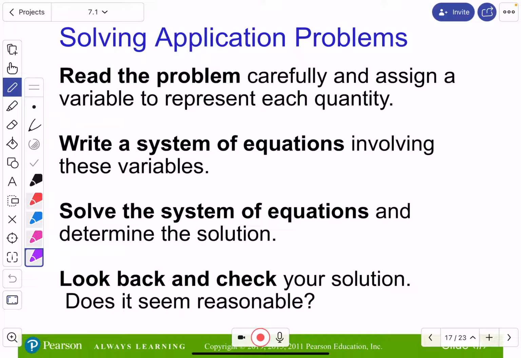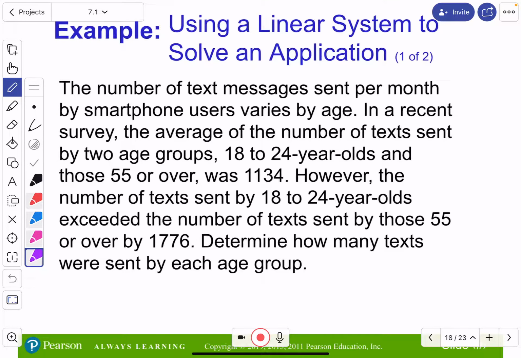Application problems. The biggest things: read your problems, write your system, solve them, and then just check and see if it makes sense. That's always a good idea with word problems. Number of text messages sent per month by smartphone users vary by age. In a recent survey, the average number of texts sent by 2 age groups was 1,134. However, the number of texts sent by the 18 to 24-year-old age group exceeded the other one by 1,776. Determine how many texts were in each group.